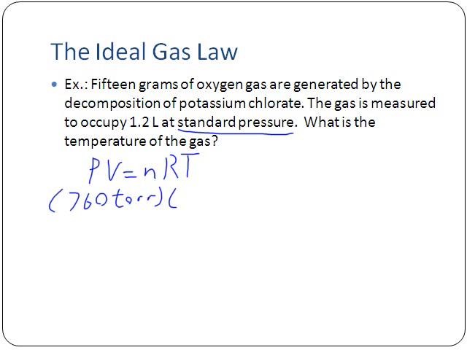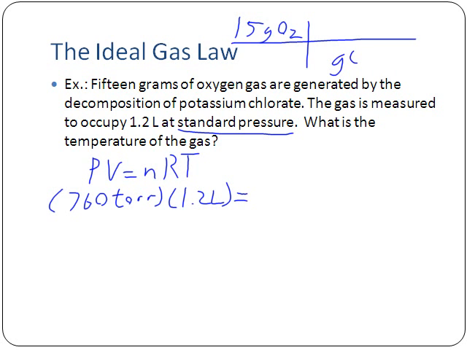And so times the volume. Do we know the volume of the gas? It says it occupies 1.2 liters. Okay, and it is in liters, so that's the right unit here. Equals n, the number of moles. Do we know how much oxygen gas we have? It says 15 grams of oxygen gas. So we don't have the number of moles, we do have the grams. But we can find moles from grams. So we're going to set up our table here. So we say 15 grams of oxygen gas, that's O2. And we want to get rid of grams of oxygen gas, and we want to go to moles of oxygen gas.